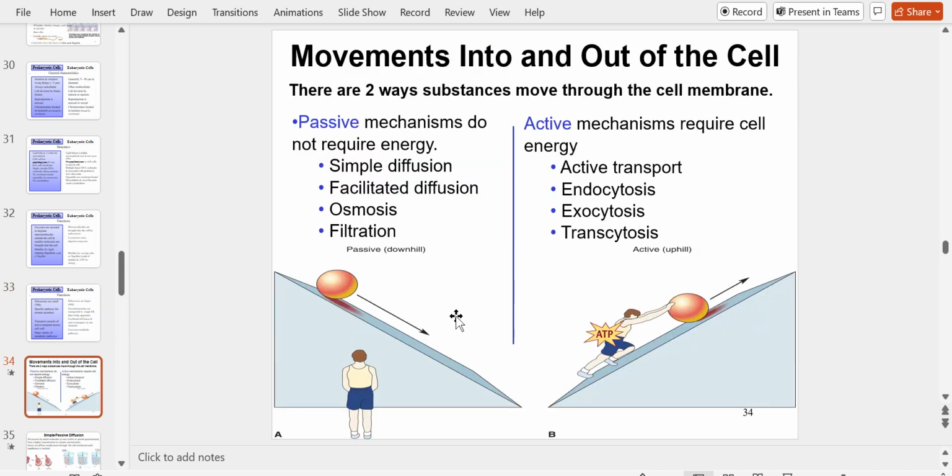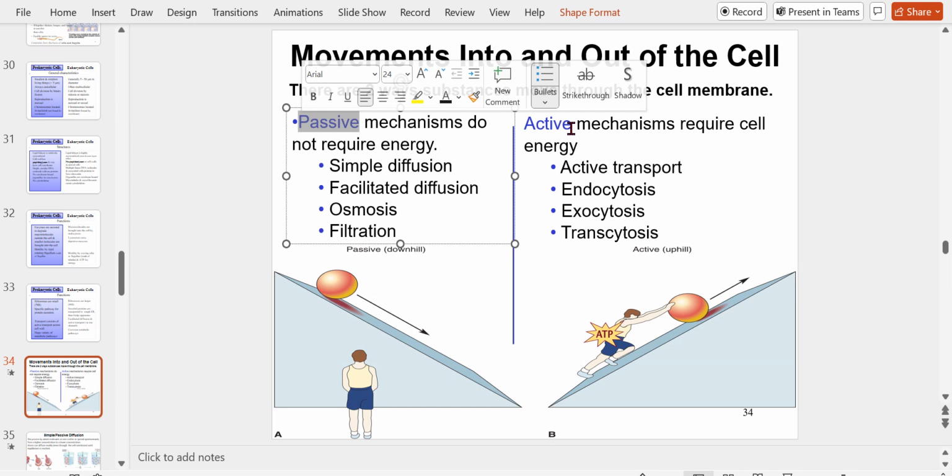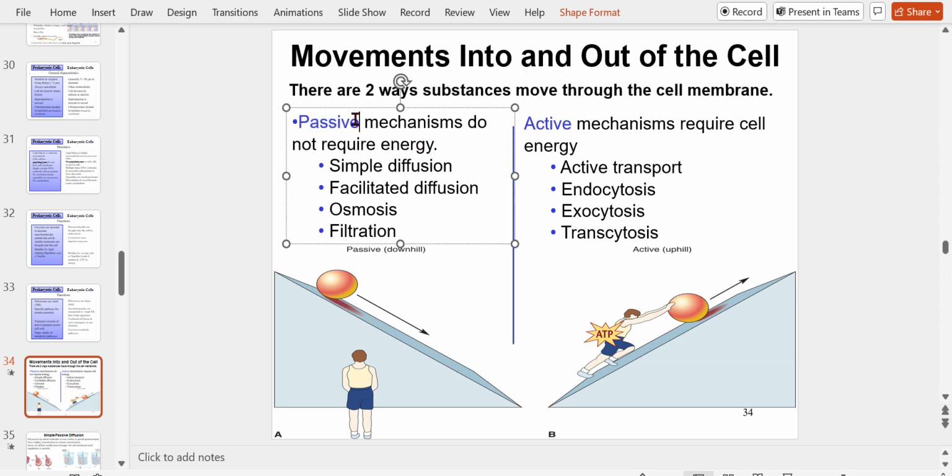Movement in and out of the cell. This is why we have a cell membrane, okay, because some things have to go to this cell, some things have to go to this cell. There is this differentiation, and you know, we're selective creatures, and we're specialized, and so are our cells. So there are two ways substances move across or through the cell membrane. There is what we call passive, and there is active.